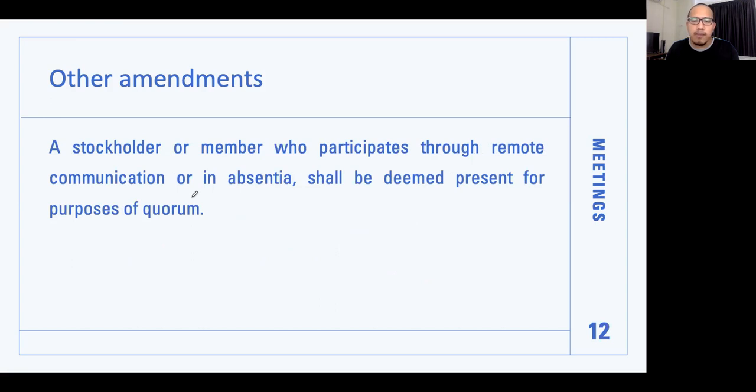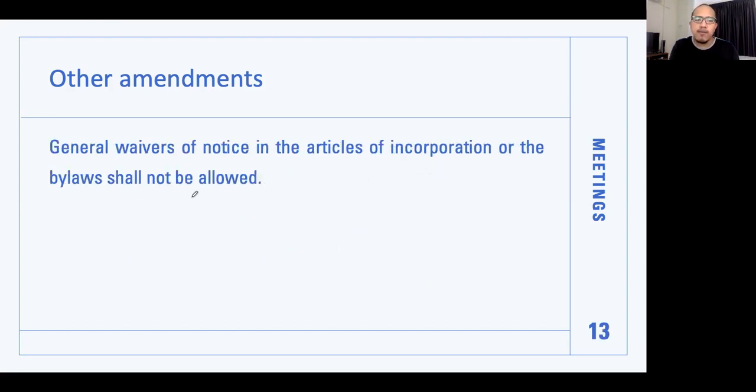Now, because of the amendment introduced in our corporation code, even if you are not physically present or not represented by proxy, you are still counted if you are attending or participating through remote communication or in absentia. You are counted for purposes of quorum. General waivers of notice in the articles of incorporation or the bylaws shall not be allowed. It cannot be that it is merely written there, we waive the notice. It cannot be like that.